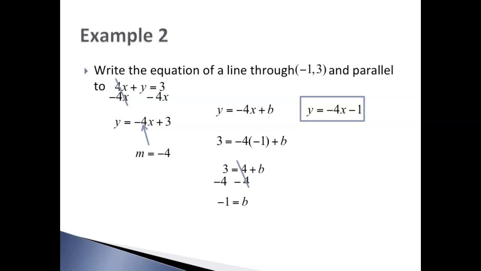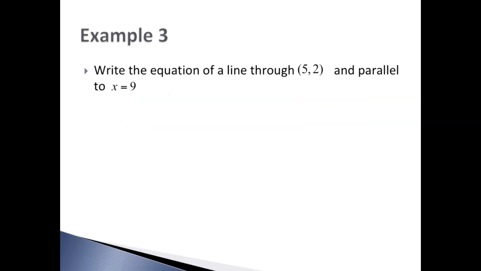Let's look at example 3. Write the equation of a line through (5, 2) that is parallel to the line x equals 9. Now, remember that this line x equals 9 is simply going to be a vertical line. So this slope is actually going to be undefined, or we would say there's no slope. Well, if we know that, that means that the equation of the line that goes through (5, 2) is also going to have to be a vertical line.